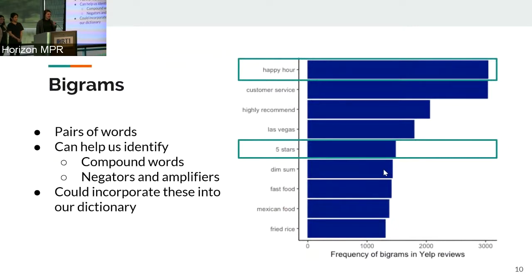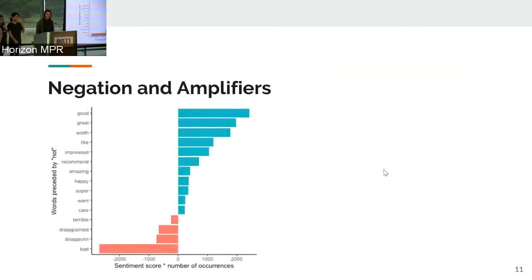We didn't end up adding these into our dictionary, but it is useful to think about words that would come together. So for example, happy hour is common in our data set and might get miscoded, because it would see happy and code that as positive when really it's referring to this activity or this compound word. Similarly, we're missing negation and amplifiers in the way that we are doing sentiment analysis, because we're only looking at one word at a time.